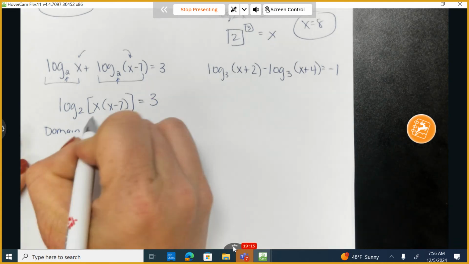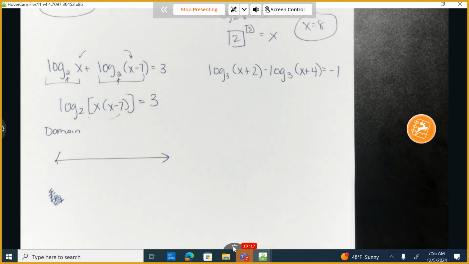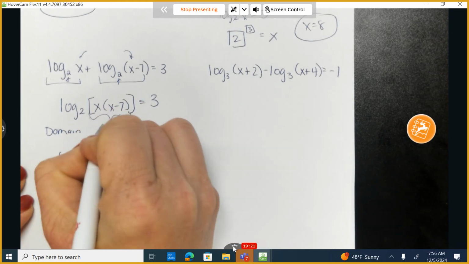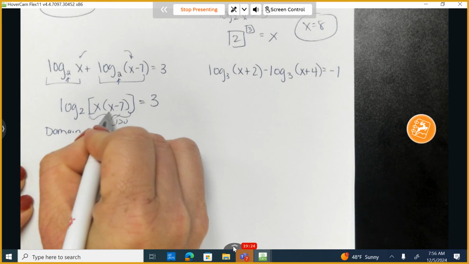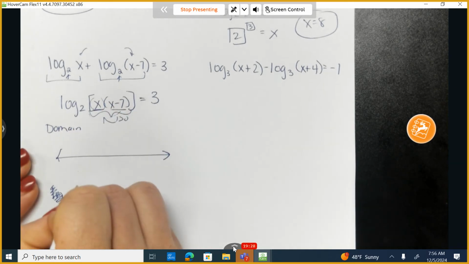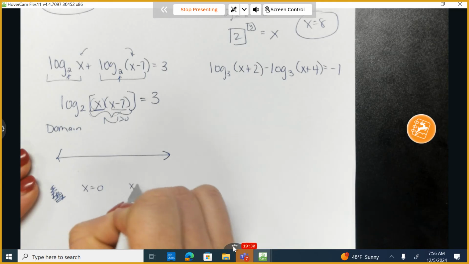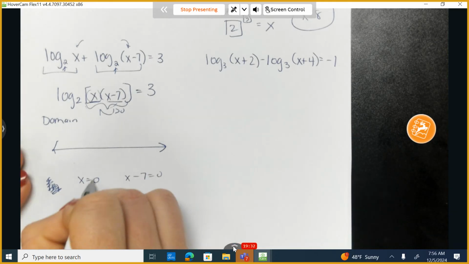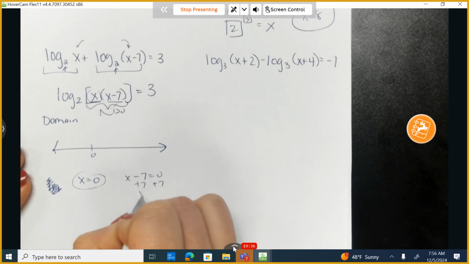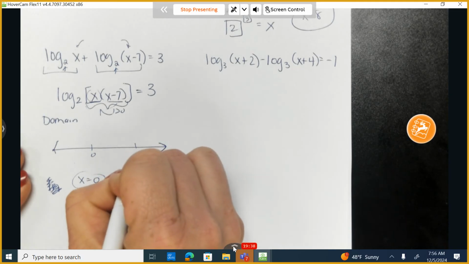Alright, so I know that this quantity, I'm going to apply that rule where I know that this portion has to be greater than 0. So first thing I'm going to do is take both the left and the right quantities and set them equal to 0. So x equals 0 and x minus 7 equals 0. Well, I've already solved for 1, so there's 0. And then I'm going to add 7 to the other side, and I have 7. So here's 0 and here's 7.